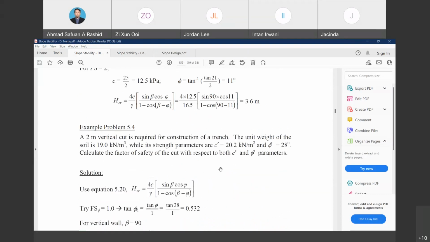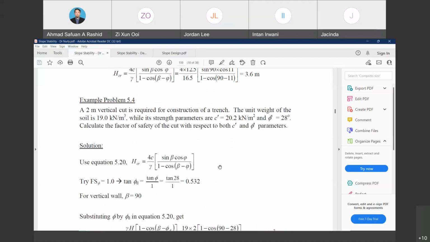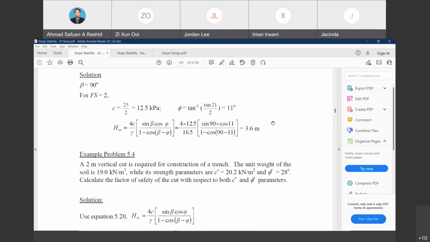Then, for example 5.4, a 2-meter vertical cut is required for construction of a trench. The unit weight of the soil is 19.0, while its strength parameters are C equal to 20.2 and phi equal to 28. Calculate the factor of safety of the cut with respect to both C and phi. For this case, we need to determine the factor of safety, while for the previous cases, we needed to determine the height after we know the required factor of safety.